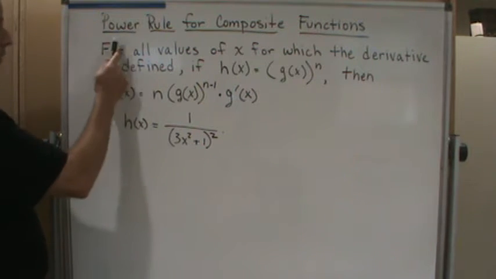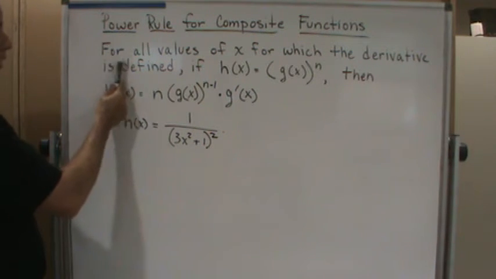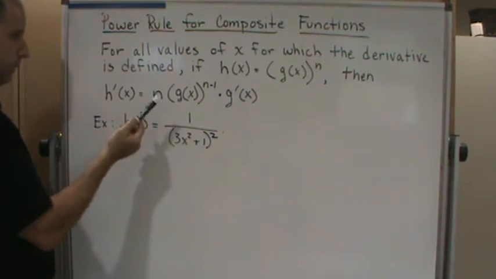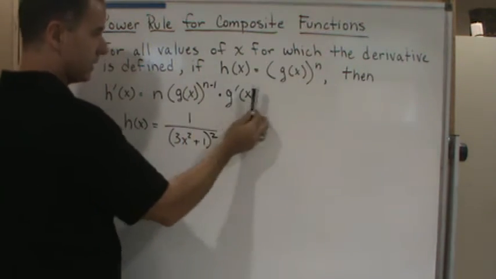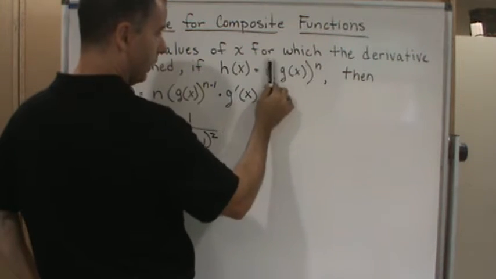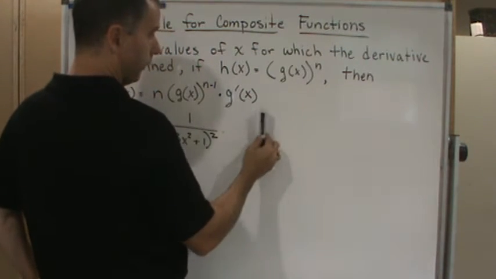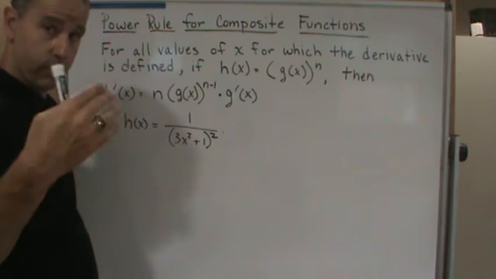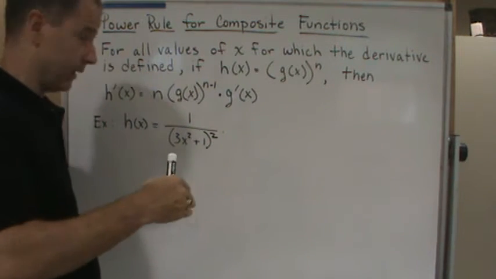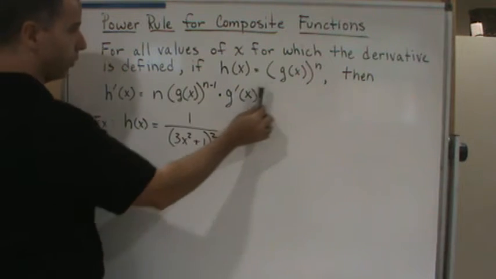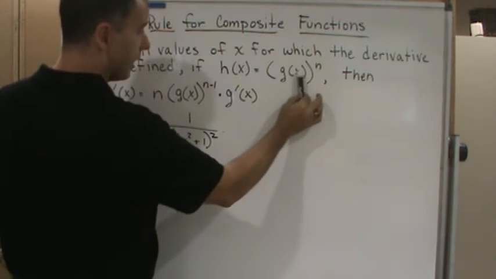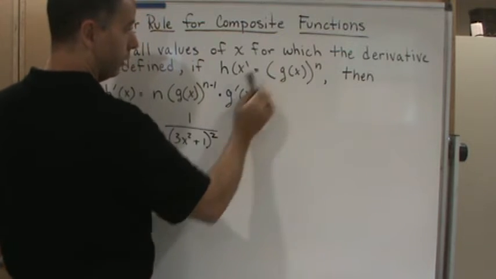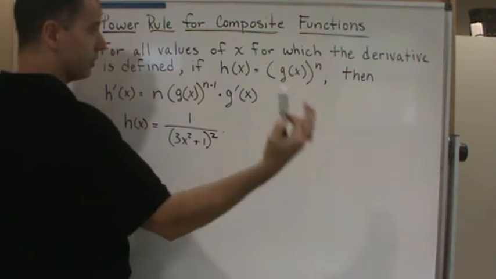The power rule for composite functions says, for all values of x for which the derivative is defined, if h of x is defined this way, where we have a function that's raised to a power, then what would we do? Well, the chain rule says we take the derivative of the outside times the derivative of the inside. The derivative of the outside: we ignore the inside function and focus on the outside function, which is a power function. So how do we do that? We use the power rule.